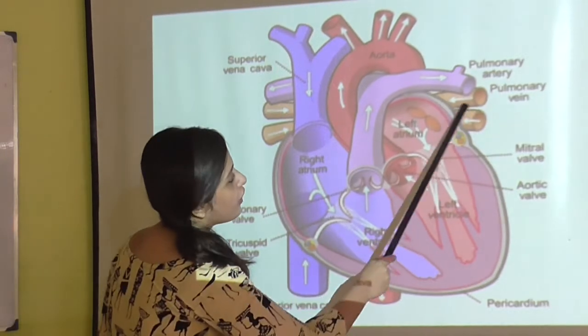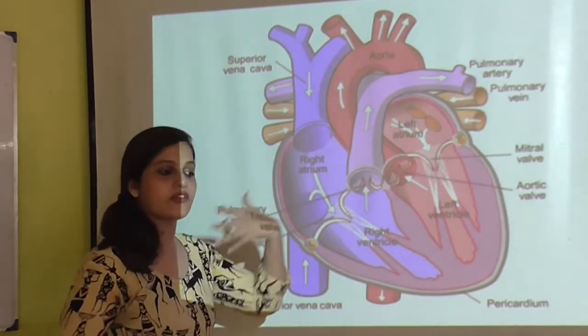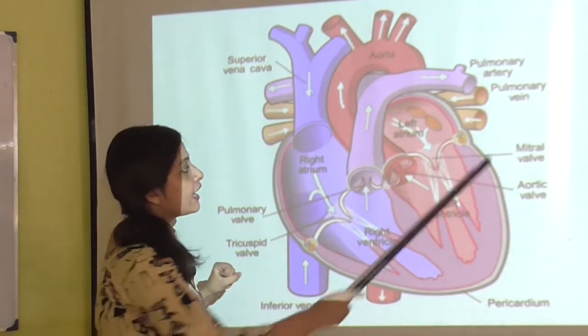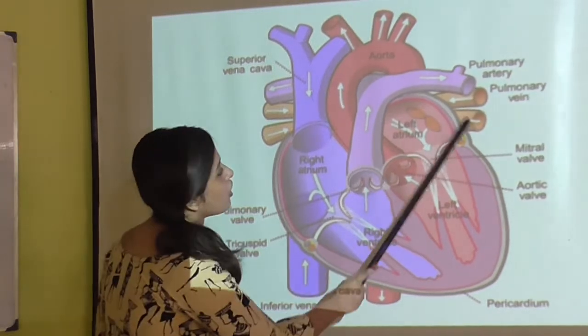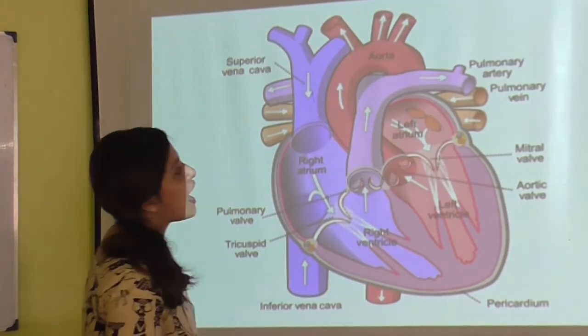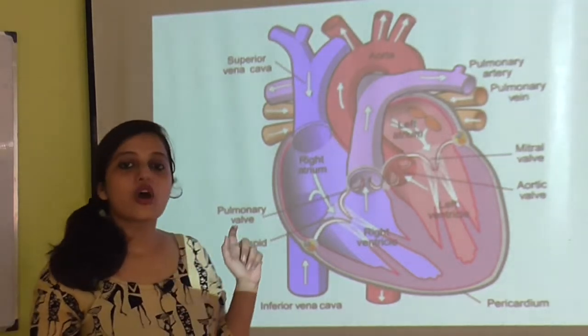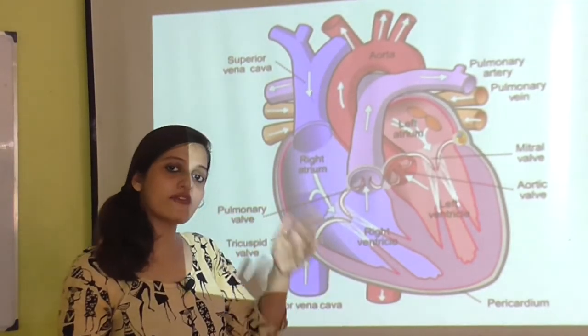So after the vein takes the oxygenated blood from the lung, after giving off the carbon dioxide and taking the oxygen, it will return back to the heart in the third chamber. This third chamber is known as the left atrium or left auricle.